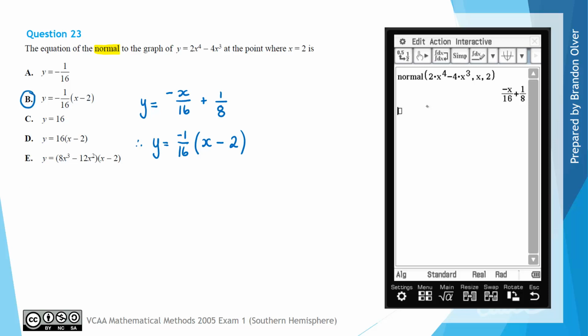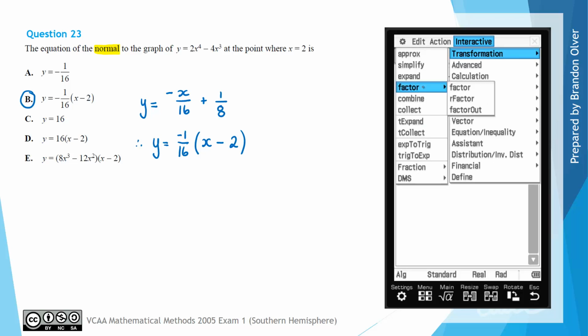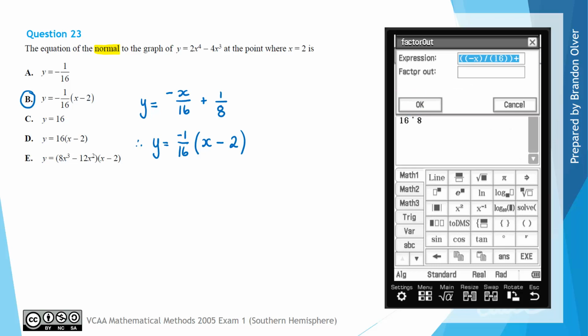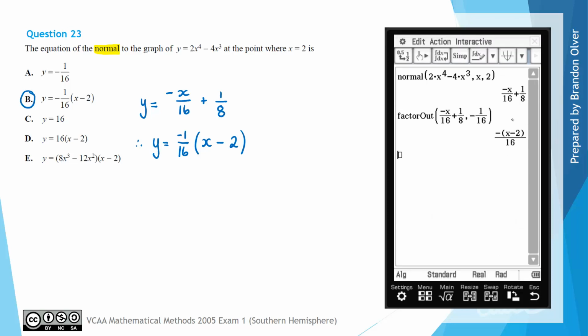Now, if you didn't want to do all of that by hand, on the calculator you could have dragged down this expression, highlighted it, and gone interactive, transformation, factor, and we want to factor something out. So clicking that, the thing we want to factor out was negative 1 divided by 16 to help reveal the answer that was available on the multiple choice paper. Hitting OK, and we'd get the same expression as we just found by hand.